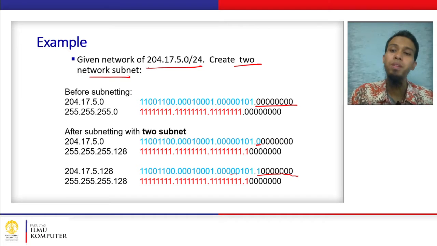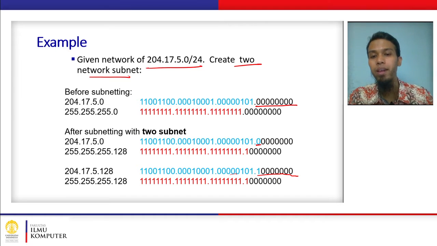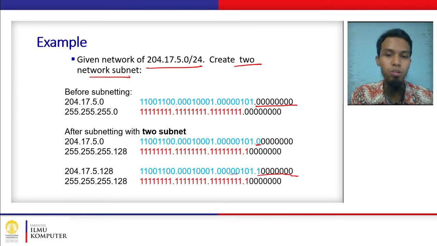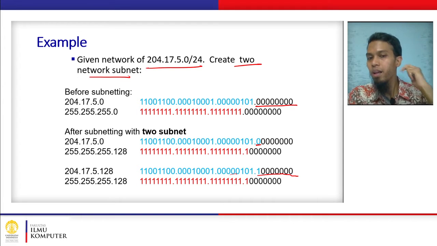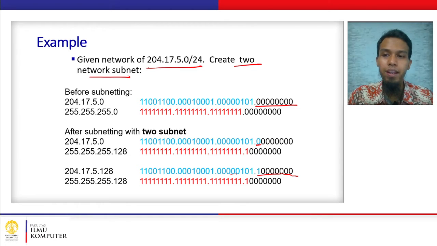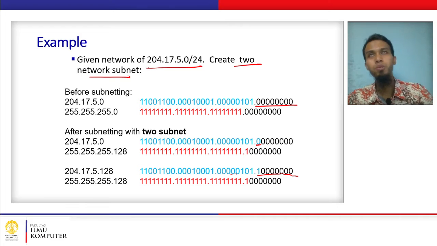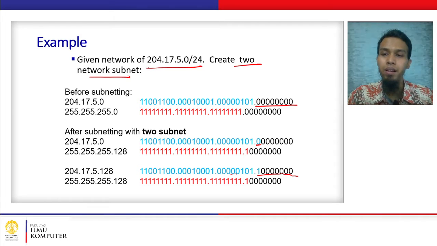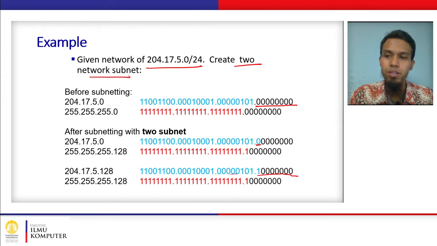This equals 128. 10000000. Okay, so now we find another definition of how to define host parts and network parts. Another way of defining host parts and network parts is with the so-called subnet mask.